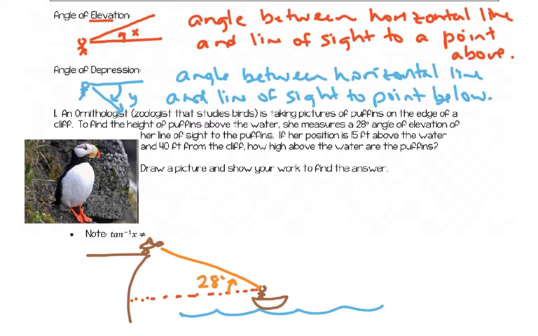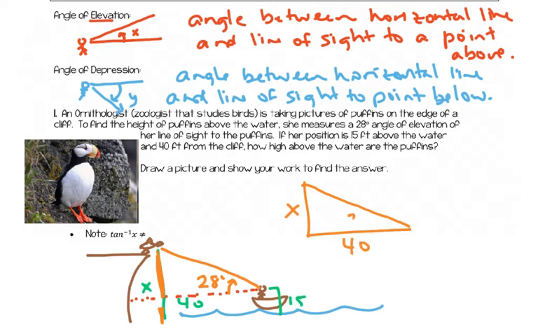Her position is 15 feet above the water, so from here to the water is 15 feet, and 40 feet from the cliff, so this is 40 feet. How high above the water are the puffins? This is what I'm looking for. There's a couple of parts to this. First, I need to find out what this is, and then I'll need to add my 15 feet because that was above the water. Really, I'm looking at this triangle where I don't know that side, but this is 40 and this is 28 degrees. We know enough about trig to be able to solve for that side.